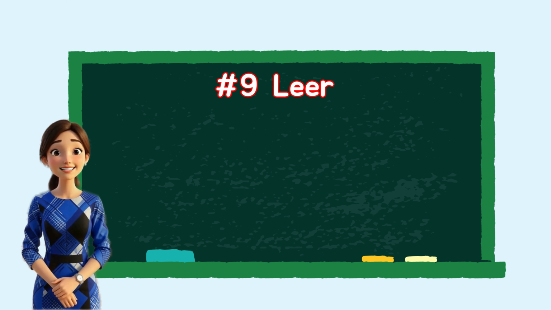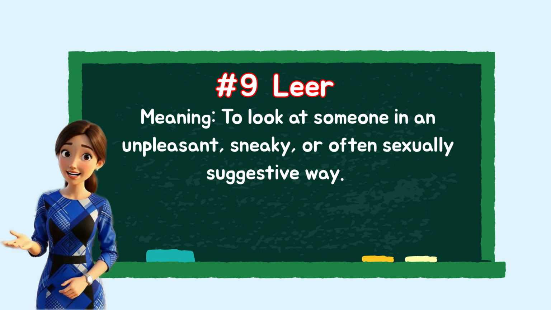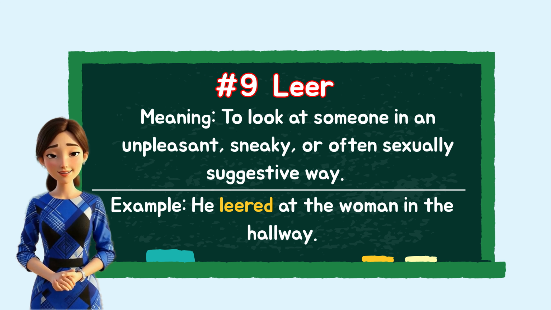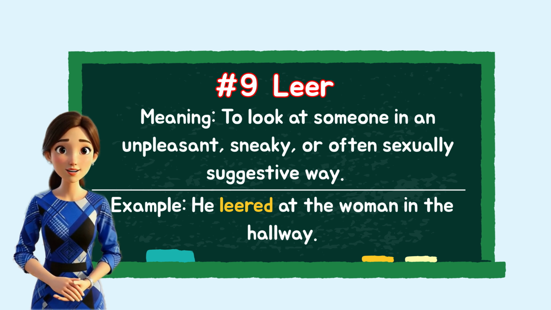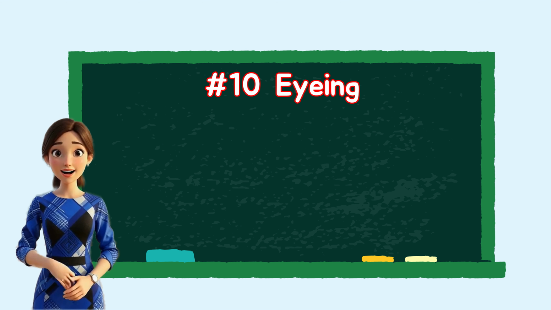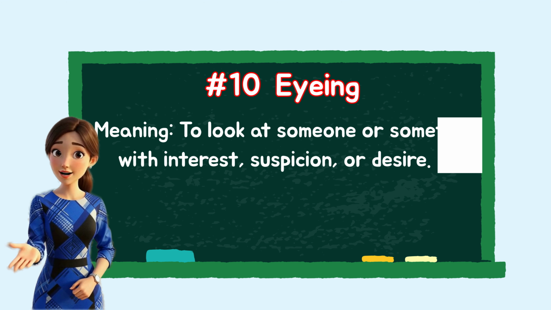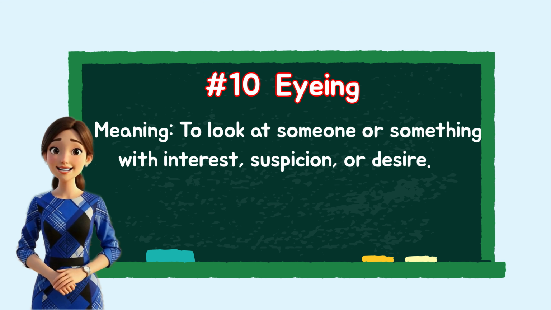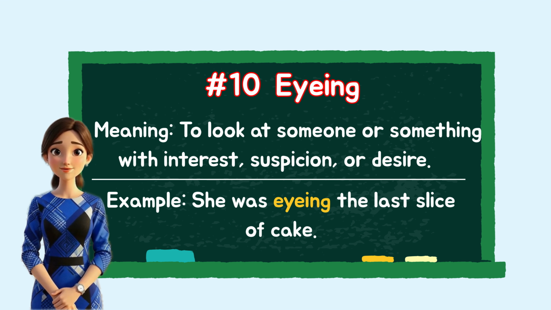Number 9. Leer. It means to look at someone in an unpleasant, sneaky, or often sexually suggestive way. Example, he leered at the woman in the hallway. Number 10. Eyeing. It means to look at someone or something with interest, suspicion, or desire. Example, she was eyeing the last slice of cake.